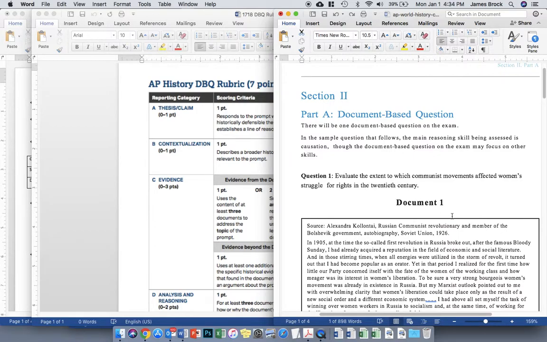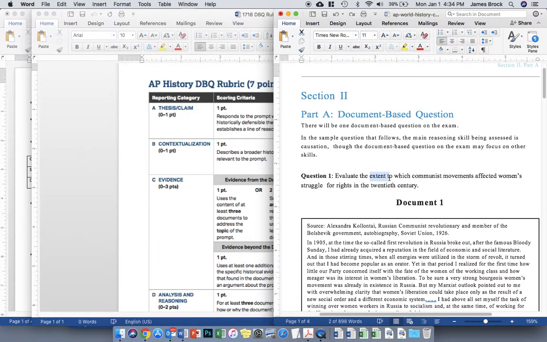So basically, what we're going to do is go through each of these documents, and it's going to be pretty obvious that these documents are offering us answers to that question. One major thing is to evaluate the extent. Extent means how much. So we can already start to plan how our thesis is going to look.